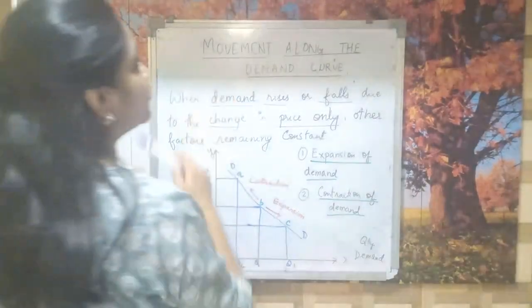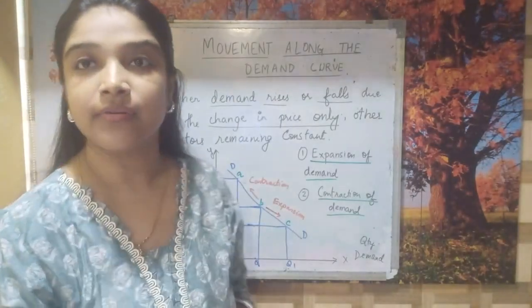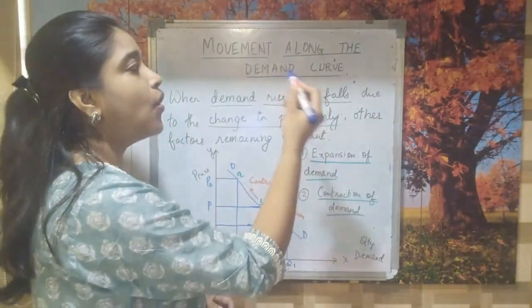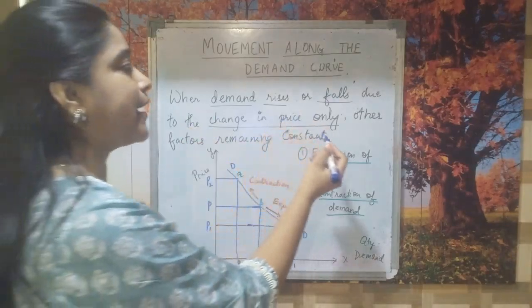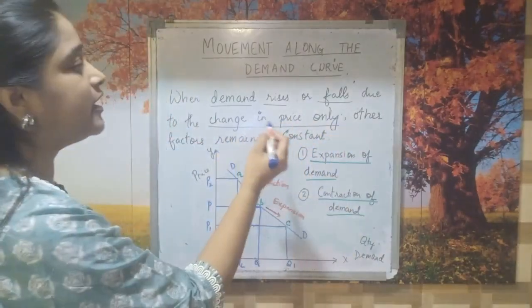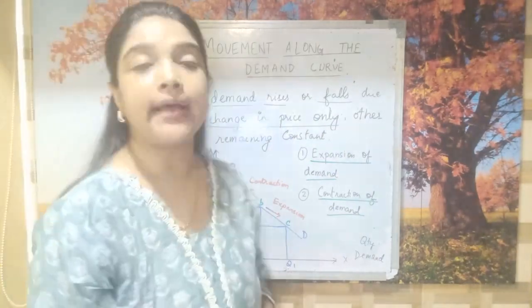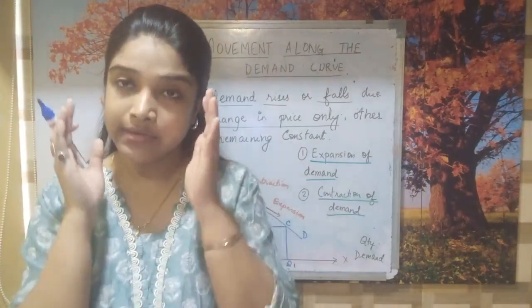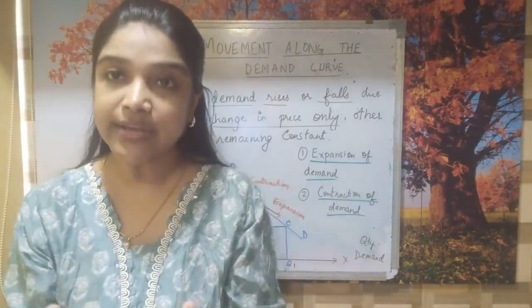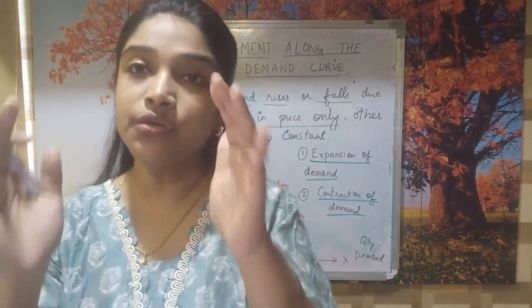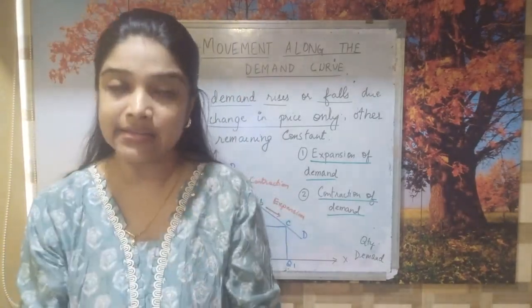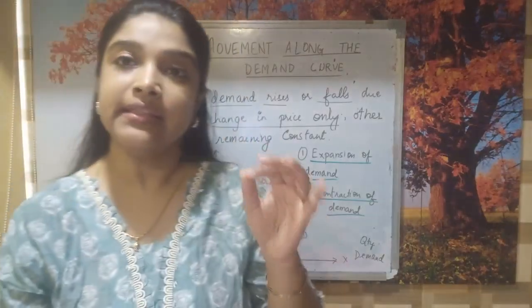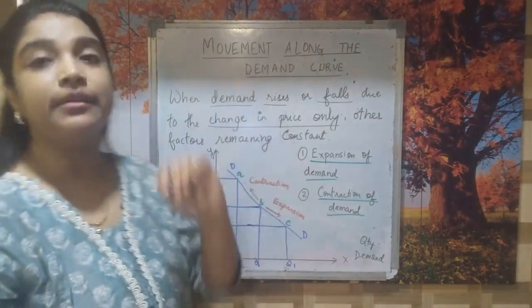So as you can see on the board, movement along the demand curve. What is movement along the demand curve? When demand rises or falls due to the change in price only, other things remaining constant, it is called movement along the demand curve. That means when the demand for a commodity changes only due to the variable price, only then do we say that it is movement along the demand curve.